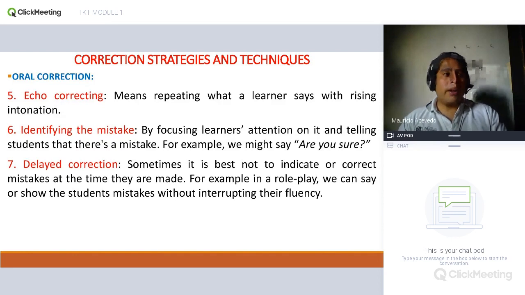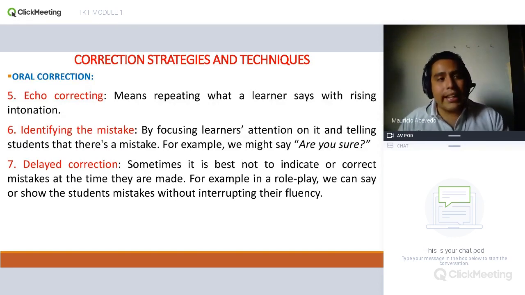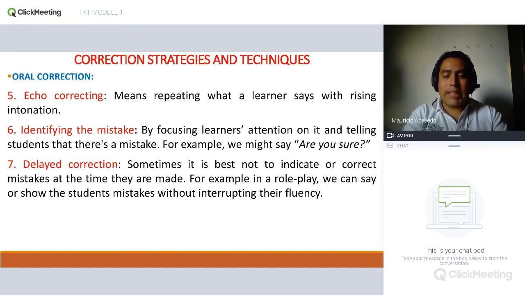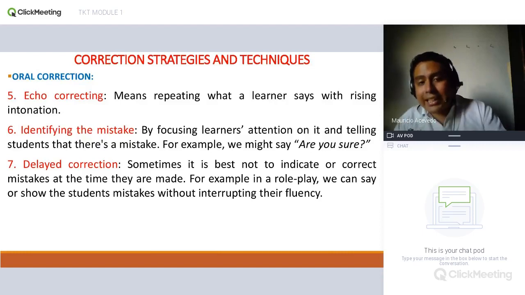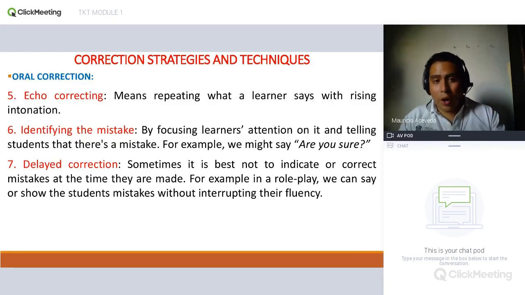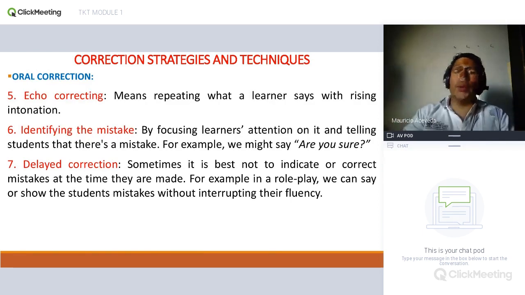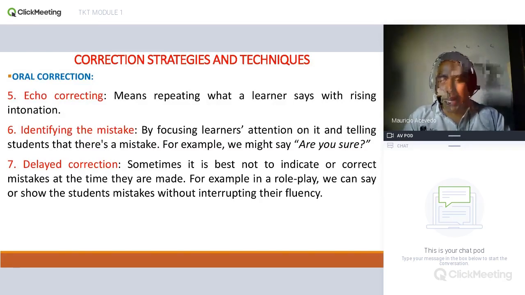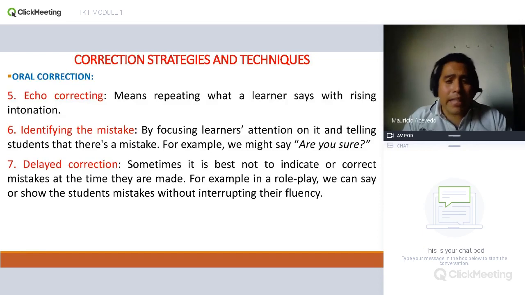Obviously, if you forget easily, you can write the mistakes in the notebook, and at the end, when the person has finished talking, you can start saying, hey, you made this mistake, this sentence was wrong, be careful with the verbs, be careful with the adverbs, and so on. So that's basically delayed correction: waiting a little bit before giving them feedback.